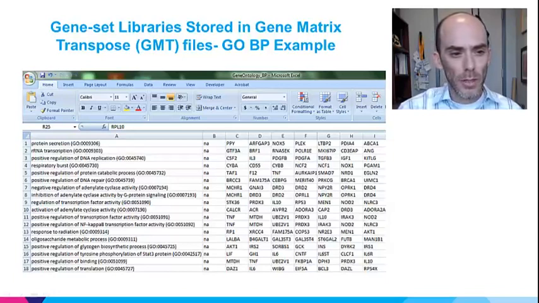For example, the first line in this file, this is a text file open in Excel again, is protein secretion. It has a GO ID, and then it has genes associated with that term. The second column is reserved for description, and this is the format of the GMT file that we described a few lectures ago when we tried to create functional association networks from this GMT file. Here I'm demonstrating how the GMT files can be used for their main purpose, which is enrichment analysis.